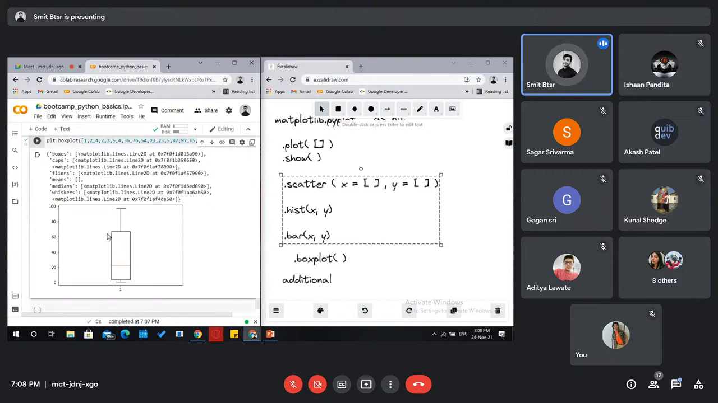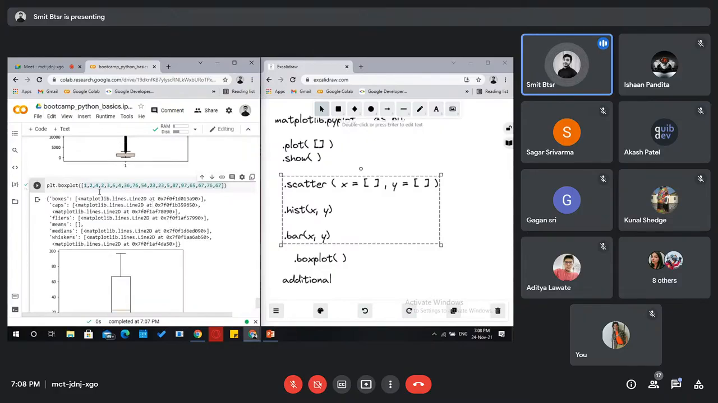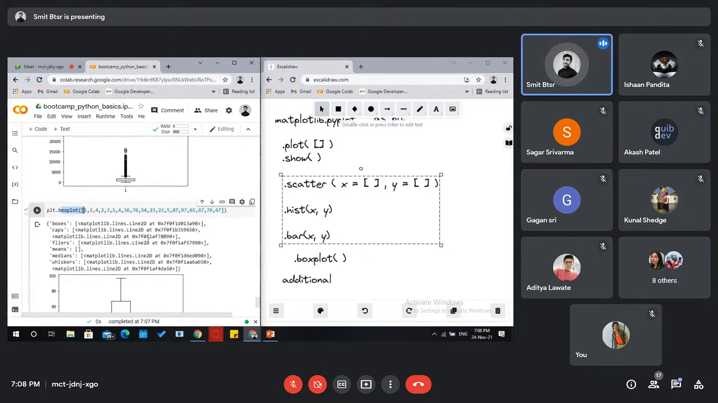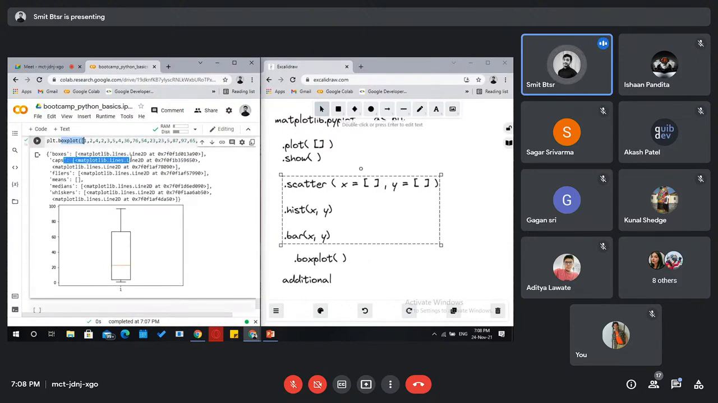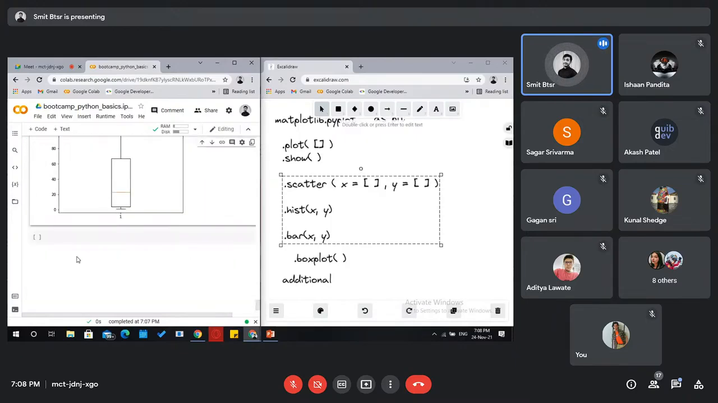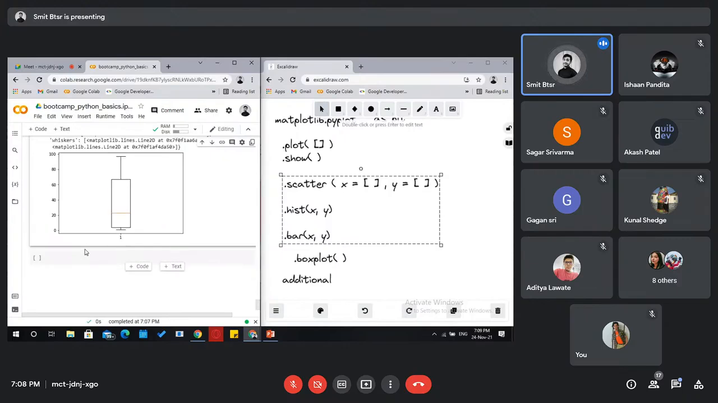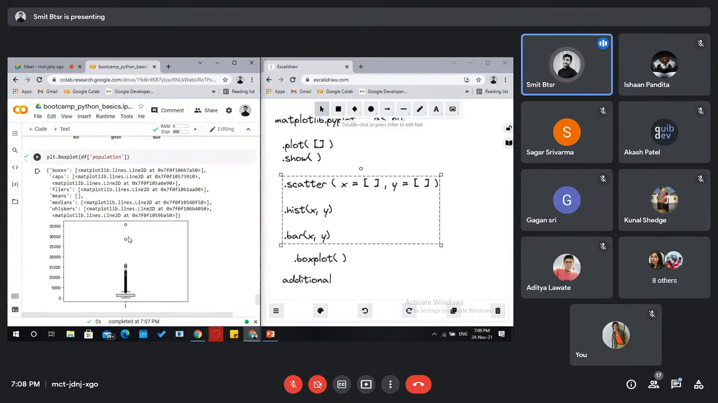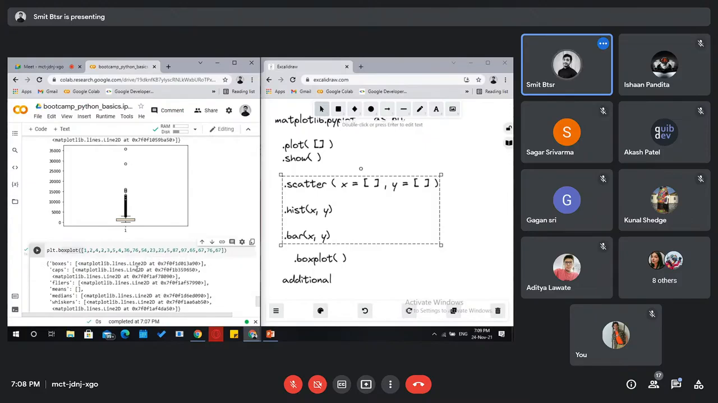So we have to learn this separately, how to interpret different types of graphs. You can search on Google how to interpret box plots, because they represent a lot of information, like the mean, median and all. You can check out how to interpret this kind of graph. And here I think it's showing us the distribution only, because there are lots of points above.